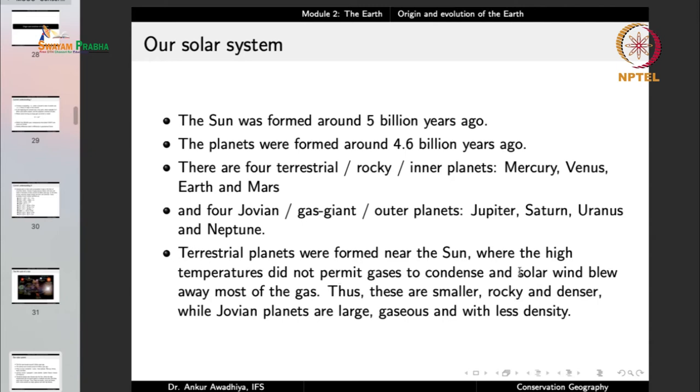The terrestrial planets were formed near the sun, where the high temperatures did not permit gases to condense, and the solar wind blew away most of the gas that was formed. And thus, these are smaller, rocky and denser planets, whereas Jovian planets are large, gaseous and with less density. So they are gaseous planets, and because they are gaseous, they have less density, and because they are gaseous, they are very large in size. Now these were formed away from the sun in those conditions where the solar winds were not blowing the gases away, and in those conditions where the temperatures were low enough to permit the gases to form the planets.